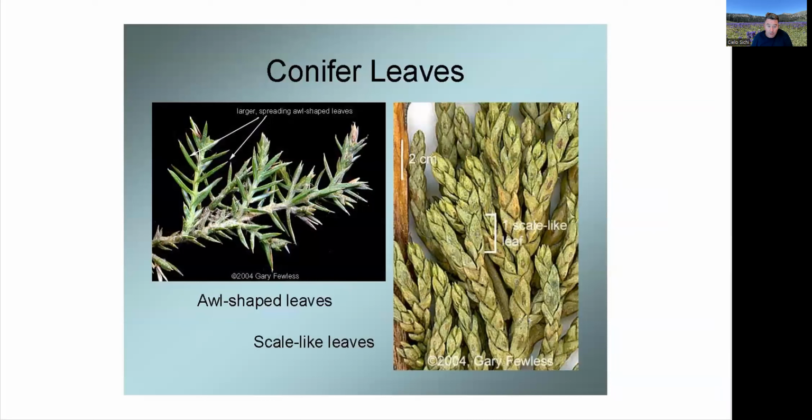Briefly, let's talk about conifer leaves and their different identifying characteristics. These are all awl-shaped leaves. An awl is a tool that is used to poke holes into leather. You can use an awl to do a lot of things, but that's why it was originally made, to poke holes through leather. Same shape. There are also scale-like leaves. Many junipers have scale-like leaves.